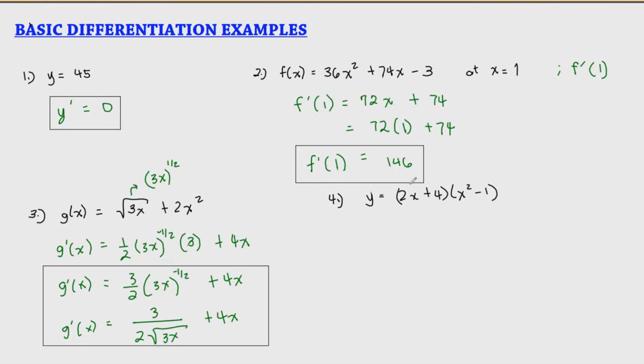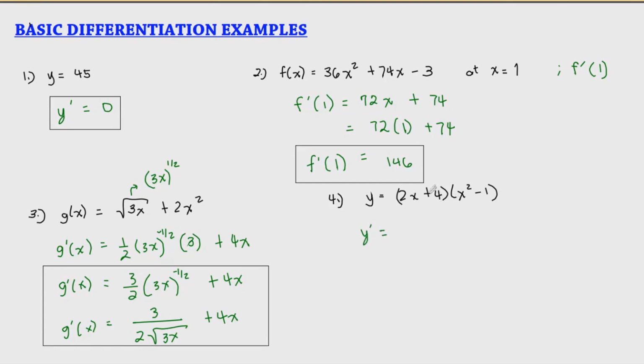So number 4, y equals 2x plus 4 times x squared minus 1. Now there are ways we can solve this. The first one is to simply take the derivative of this one by applying the product rule, and the other one is using the FOIL method and then just doing the derivatives. And the first one is the best option since you don't have to expand this. But if you want to expand, then it's all up to you.